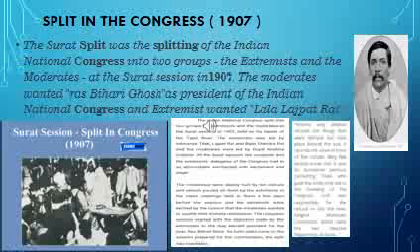The split in the Congress in 1907. The Swadeshi movement did not immediately produce the intended result of destabilizing the British rule. It negatively affected the unity of the Congress owing to differences over the method of agitation in Bengal.